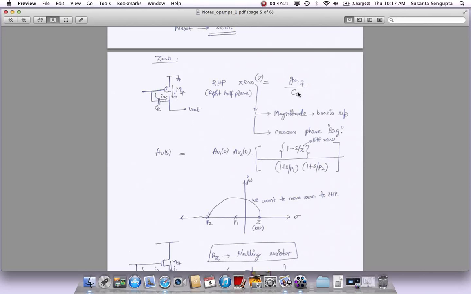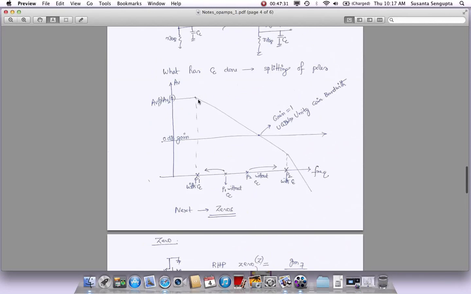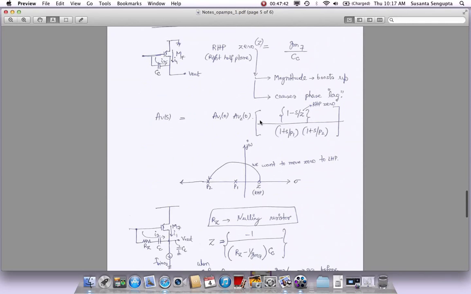Why is the right half plane zero bad? We'll just look at it in just a minute. But what effect does a zero have? The zero actually boosts up the magnitude. What it means is, a pole is causing a roll off, and a zero will cause the boosting. So poles cause a negative slope, zeros will cause a positive slope in these Bode plots. Zeros will also normally give you phase lead if it was a left half plane zero. But since this is a right half plane zero, this actually will give you a phase lag, which is bad.